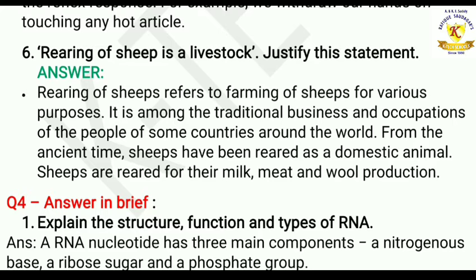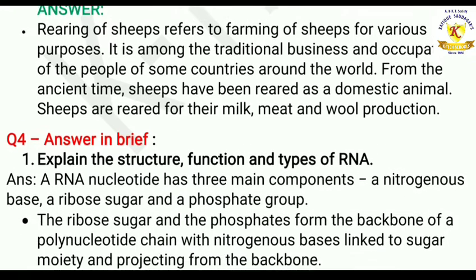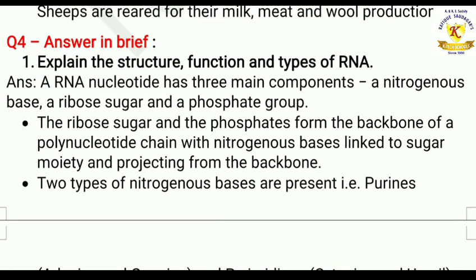Sixth one, rearing of sheep is a livestock. Justify this statement. Answer, rearing of sheep refers to farming of sheep for various purposes. It is among the traditional businesses and occupations of the people of some countries around the world. From ancient times, sheep have been reared as a domestic animal. Sheep are reared for their milk, meat and wool production. Let's proceed with the next question.